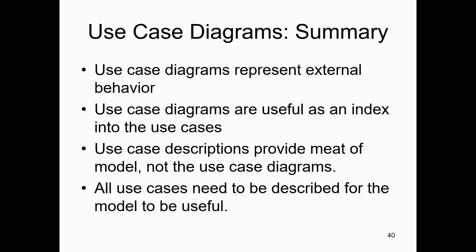So here is the summary of the use case diagram. It represents the external behavior and is useful as the index into the use cases. And the use case description, especially the flow of events, provides the meat of the model, not the diagram. What you see on the surface only tells the overview of the use cases. You need to go into individual use cases to look at the flow of events.